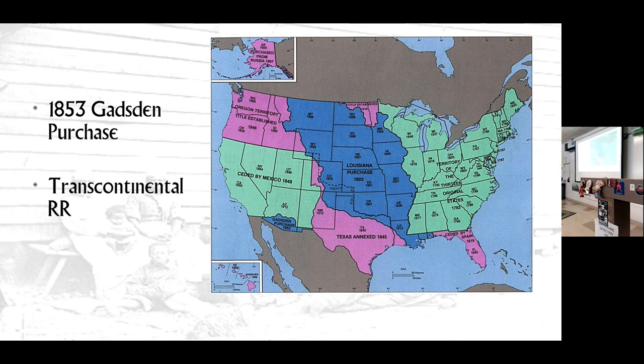Gadsden was a Secretary of State under, let me get my presidents right, Pierce. It purchased this little blue piece of land right here. It's all blue if you go there. Are even the people blue? Well, fortunately, only the land. And that's where Tucson, Arizona is.